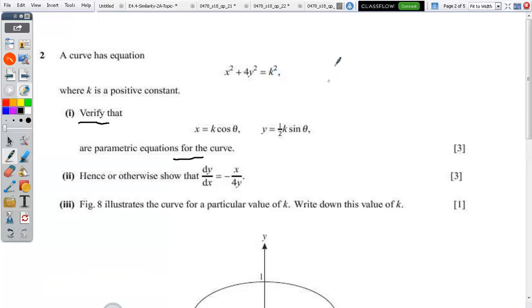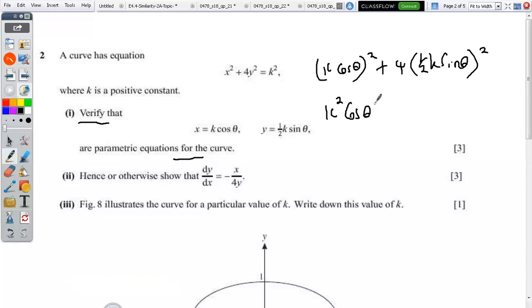So let's do that. x squared will be (k cos theta) squared, plus 4 multiplied by y, which is half k sine theta, squared. Now, if we square this, we get k squared cos squared theta, plus 4 times half squared. What is half squared? It's a quarter. We have k squared sine squared theta. Quarter times 4 gives you 1. I'm sure you see that it's coming up.